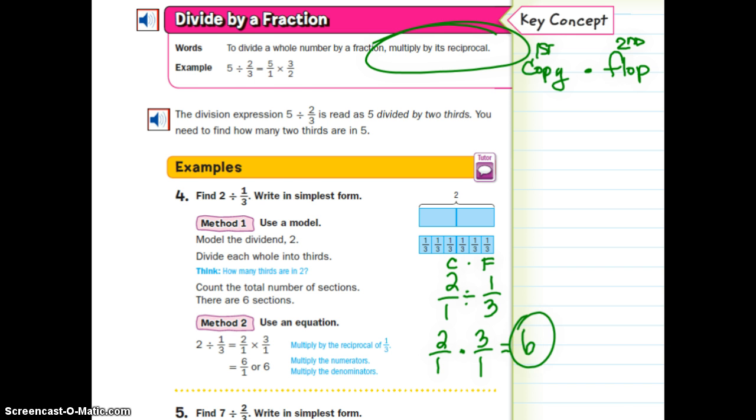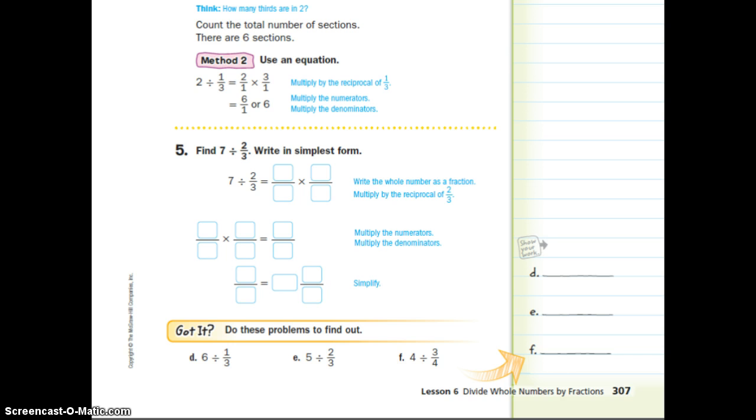Okay, let's look at the next problem. So 7 divided by 2/3. So we're going to write 7 over 1, copy, dot, flop. Change that, and then invert the 2/3 to 3/2. So again, we look for relationships. In this case, 2 does not go into 7, and 1 and 3 aren't going to do anything. So I'm just going to multiply across. 7 times 3 is 21. 1 times 2 is 2. That goes into it 10 whole times with a remainder of 1/2.